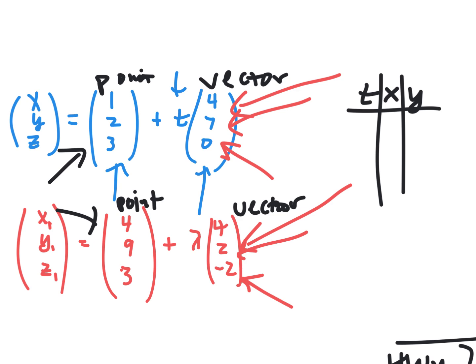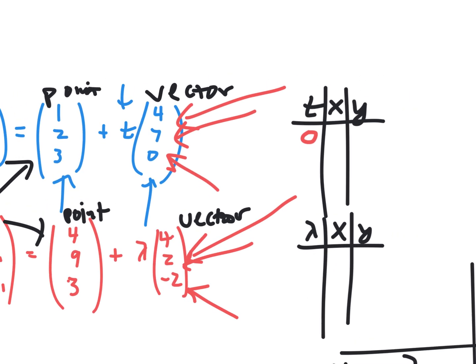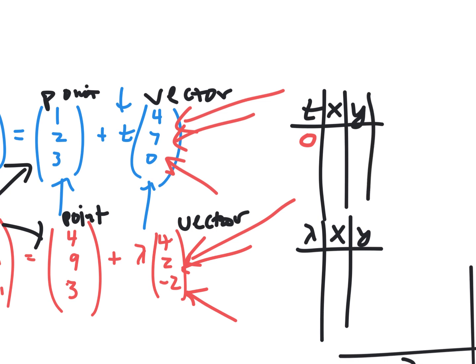Now this other one is technically a lambda XY chart, but lambda and t are both kind of like the counter. They're like time. The easiest point is just the point that it starts at. So the first one, at time 0. Oh, I need x, y, and z. Oopsie. At time 0, this one's at 1, 2, 3. And at time 0, this one's at 4, 9, 3.